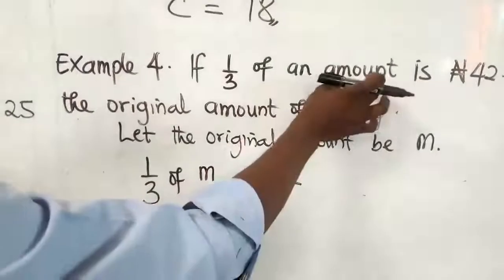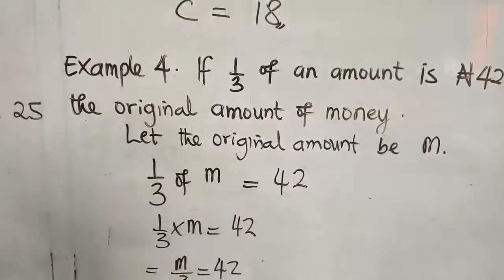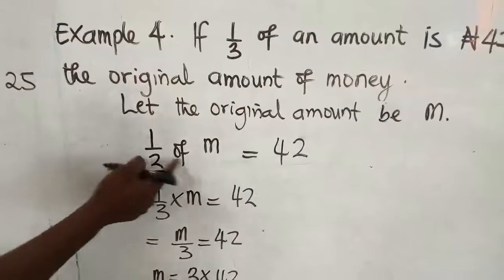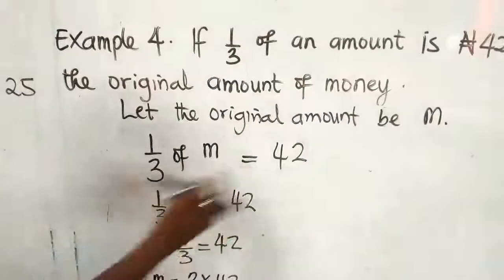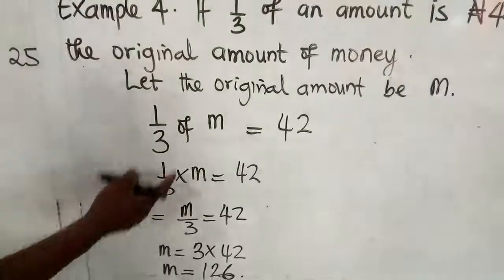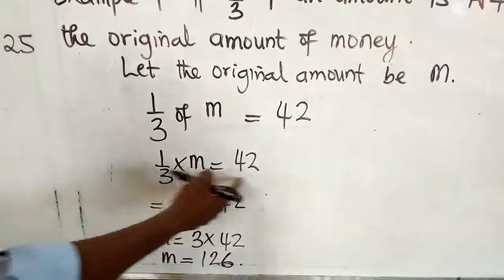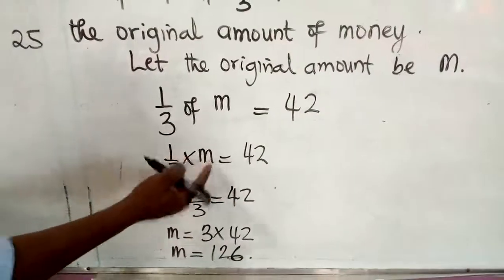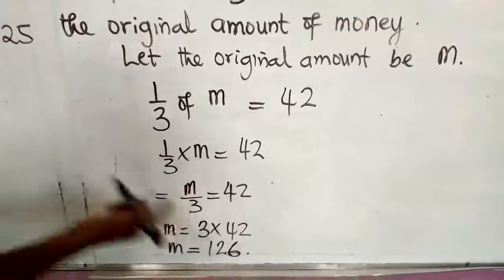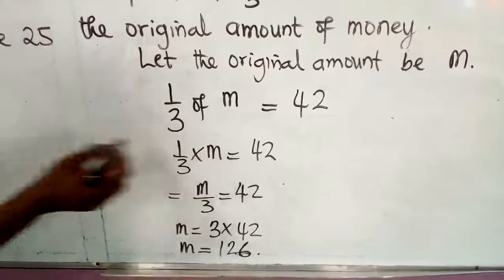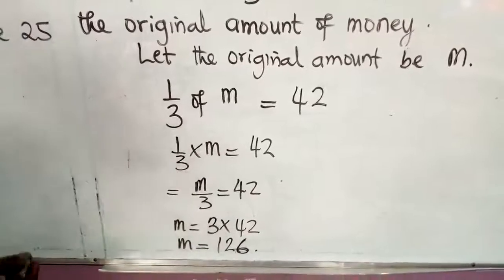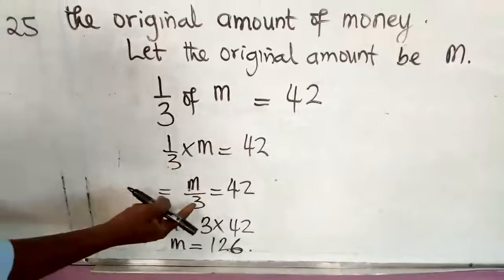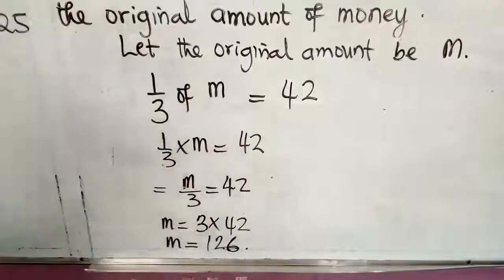So we say let the amount of money be M. Of in mathematics means times. 1/3 of the amount of money is 42 naira. 1/3 of M equals 42. Now we can simply multiply out. 1 times M is M all over 3. Don't forget 1 and M are numerators, while 3 is the denominator. 1 times M is M, 3 is the denominator, equals 42.